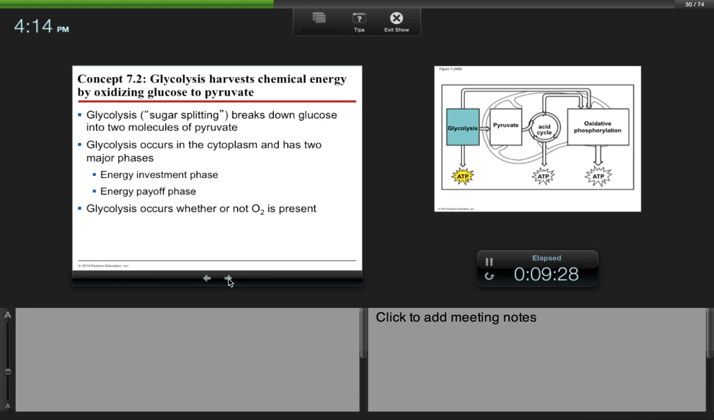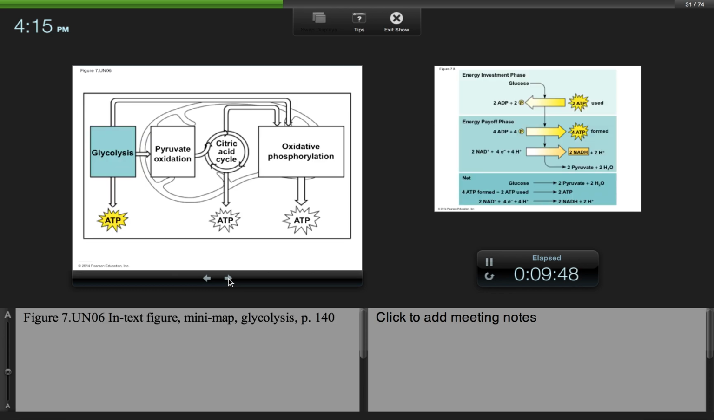Okay, glycolysis. Sugar splitting. Glycolysis breaks glucose down into 2 molecules of pyruvate. Pyruvate is basically glucose split in half. Glycolysis occurs in the cytoplasm and has 2 major phases: energy investment and energy payoff. Glycolysis occurs whether or not oxygen is present.